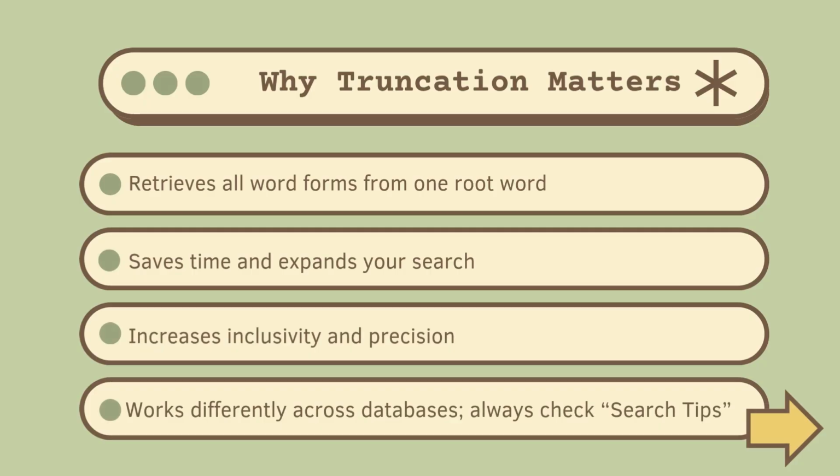To summarize, truncation is an easy to use search tool that can make a big difference in your results. It helps you retrieve every form of the word, saving you time while expanding your search and improving accuracy. Truncation also increases inclusivity by capturing different word forms and spellings that you might not think of for your search. But always check the database's help and search tips, just in case.